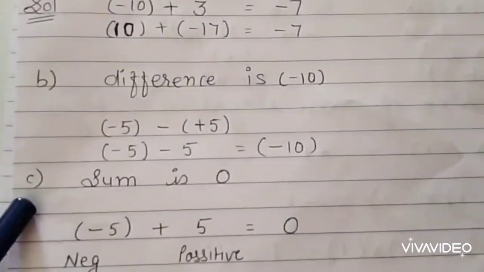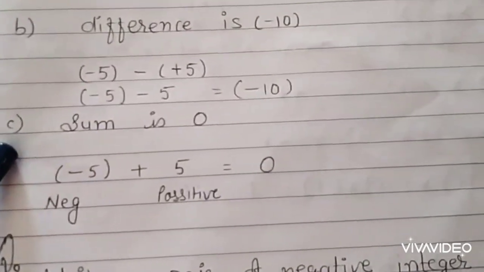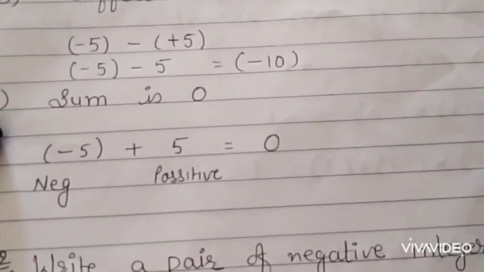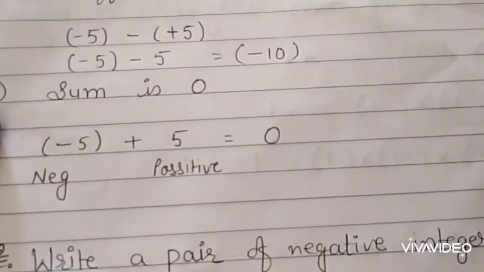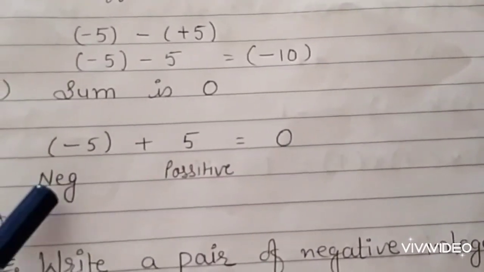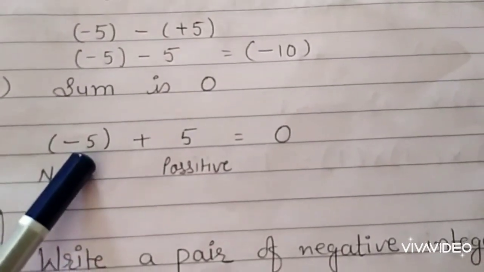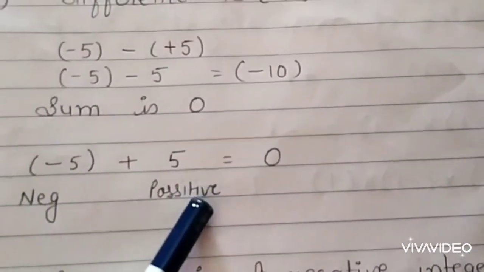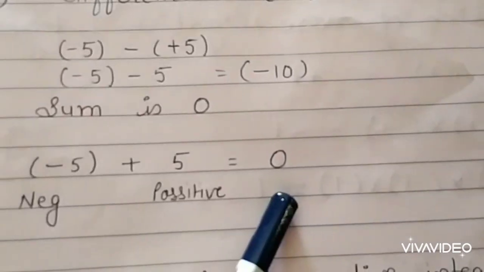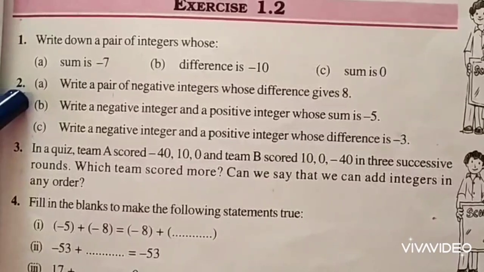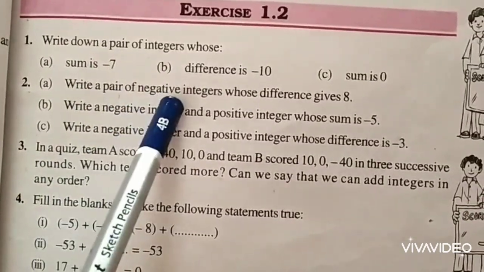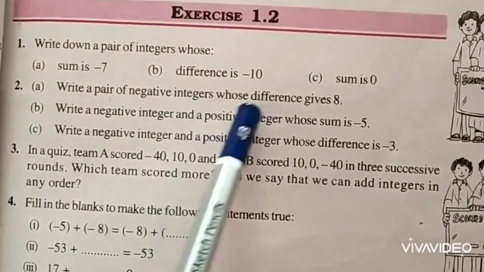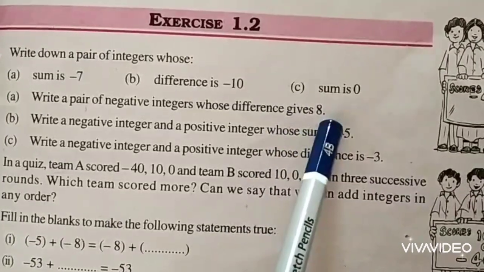Another is sum is 0. We know that if we are taking any positive integer and the same negative integer, the answer will be 0. So I have taken minus 5 plus 5. The answer is 0. Now question number 2. Write a pair of negative integers whose difference gives 8.